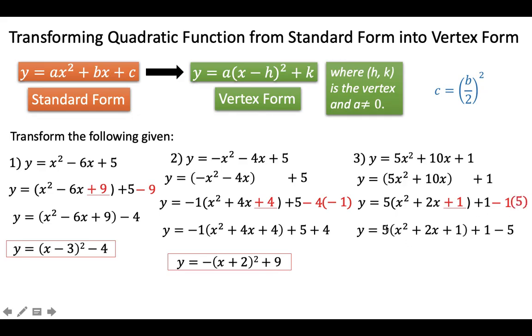Now, write down 5 times quantity x squared plus 2x plus 1. Then write down 1. And negative 1 times 5 is negative 5. Then finally, its exponential form is quantity x plus 1 squared. Then 1 minus 5 is negative 4. And this will be our vertex form for this given.